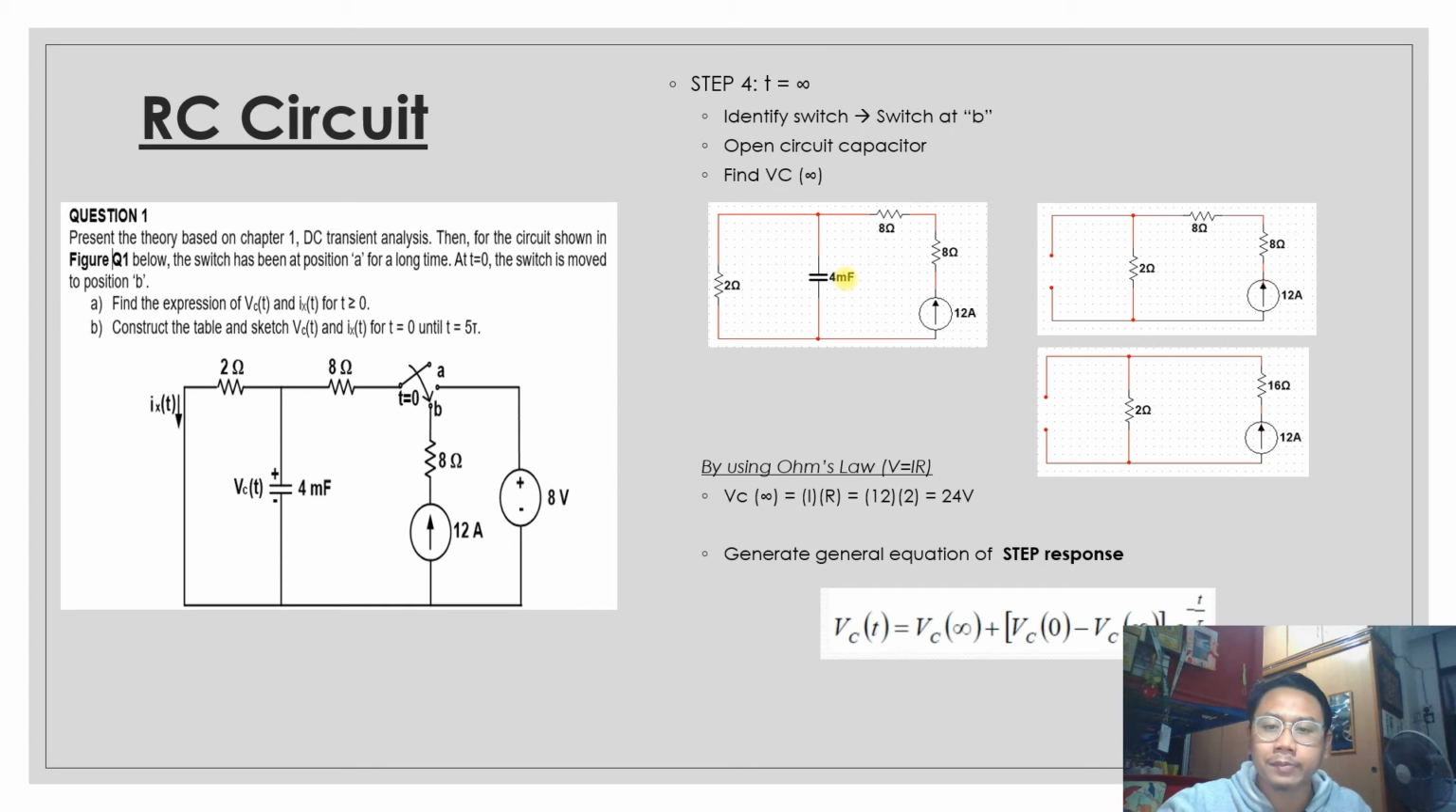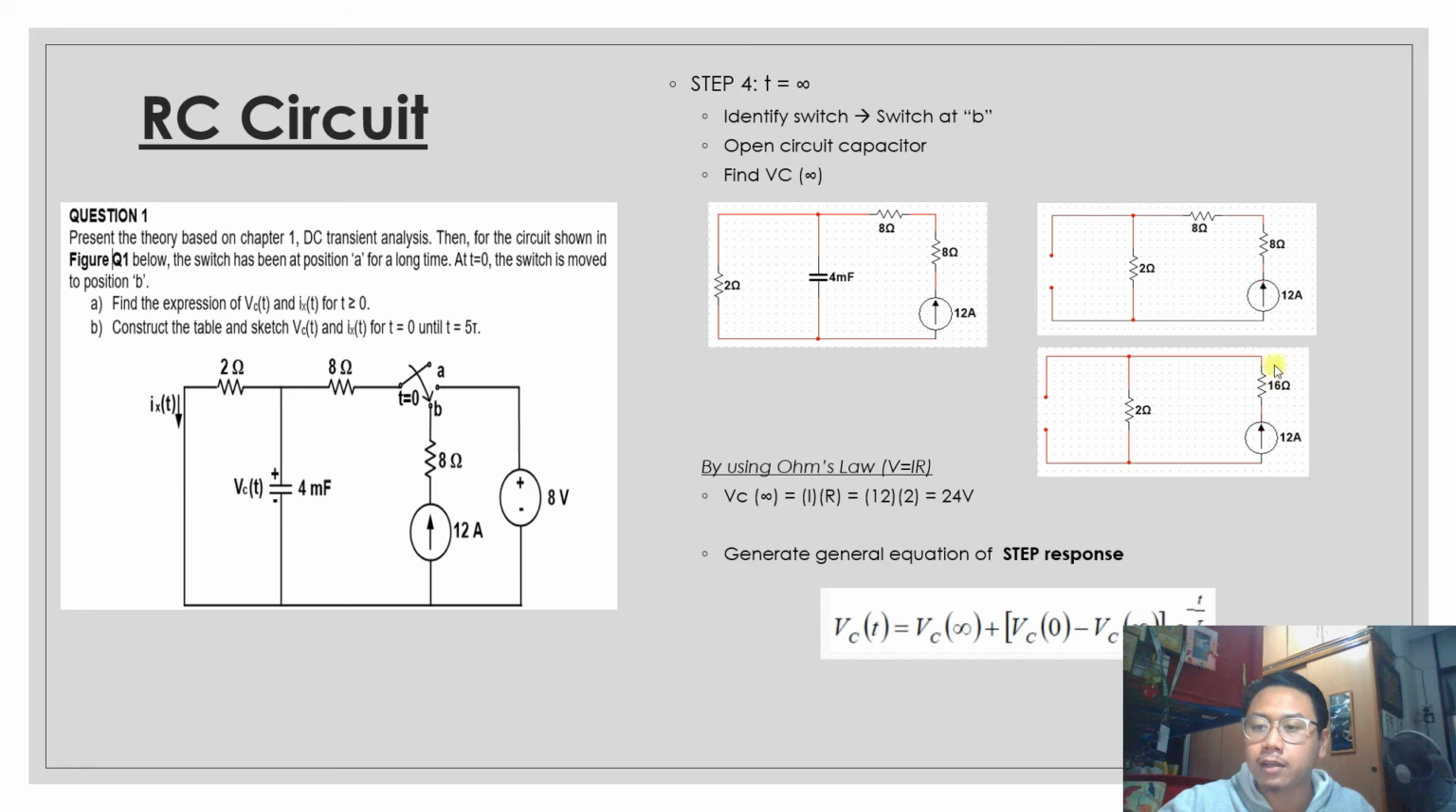After we open circuit the capacitor, find VC infinity at the open circuit capacitor. To make it easier to understand this circuit, I move this 2 ohm to here, which is like in this circuit. So it is easier to understand this circuit. And then we just need to find the VC infinity here. Before that, what must we do? To find VC infinity, the voltage at this 2 ohm resistor, we just need to use Ohm's law in this case.